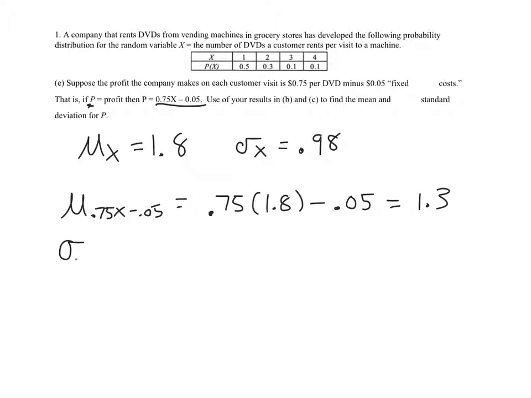My new standard deviation for this variable, we need to be a little bit more careful. When we multiply by a constant, the standard deviation gets multiplied, so we are going to take 0.75 times 0.98. But when we are subtracting a constant, that does not impact the standard deviation or any measures of spread. So that's all we are going to do here to get a new standard deviation of 0.735.